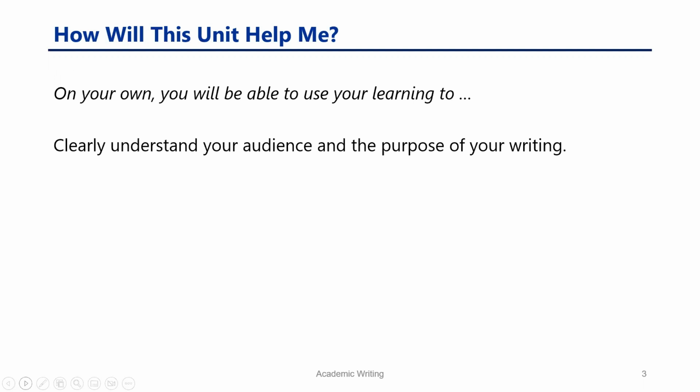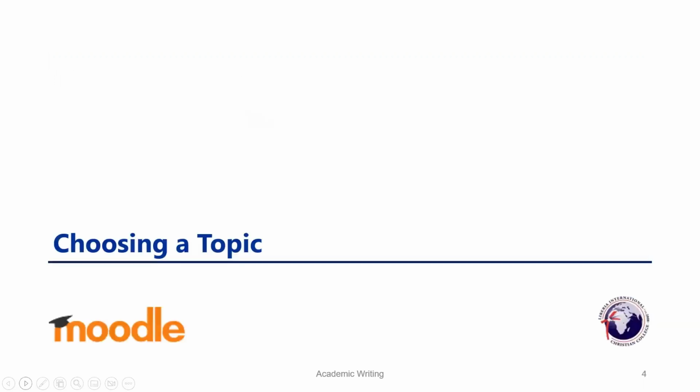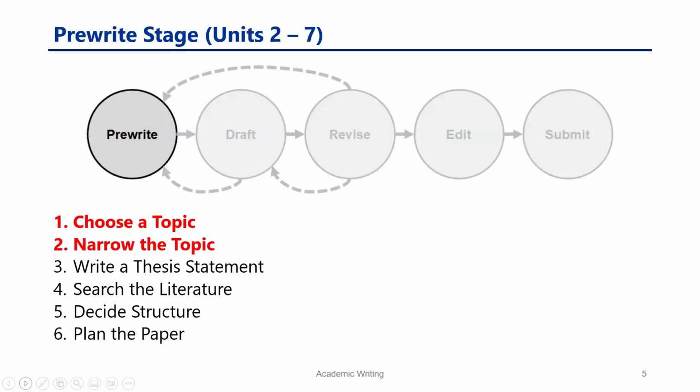So the goal for this unit is that, on your own, you'll be able to use your learning to clearly understand your audience and the purpose of your writing. So let's get started with choosing a topic. The pre-writing stage has a number of steps in it, and the first two that we're going to look at in this unit are choosing a topic and narrowing the topic. Steps 3 through 6 we will do in other units.